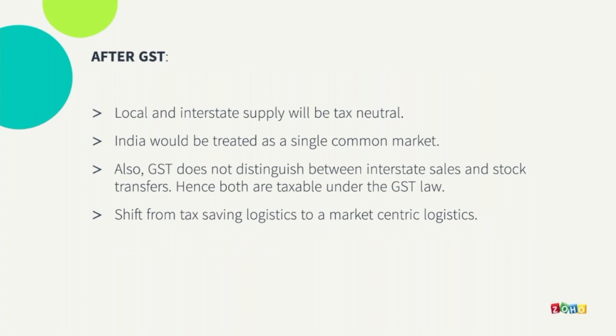After the GST, local and interstate supply will be tax neutral. So you would be seeing uniform tax rates throughout the country, and as GST allows for an unrestricted flow of input tax credits, any excess tax that you pay is going to be refunded to you. So that's how the system is going to work. And with this system, India is going to be treated as a single common market. One thing you have to note is that companies are no longer required to have multiple warehouses in every state that they operate in.